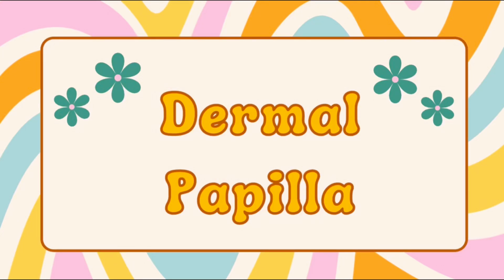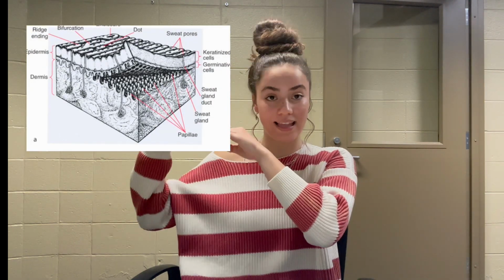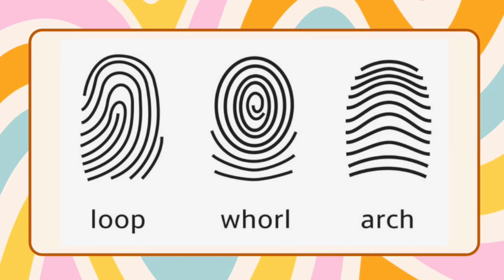So how are fingerprints formed? The answer, the dermal papillae. This is the boundary between the outer skin, the epidermis, and the inner skin, the dermis. As you can see in this photo right here, we have the dermis, the epidermis, and then that layer in between. That layer in between is where the dermal papillae are, and this is the wavy pattern that creates our fingerprints.